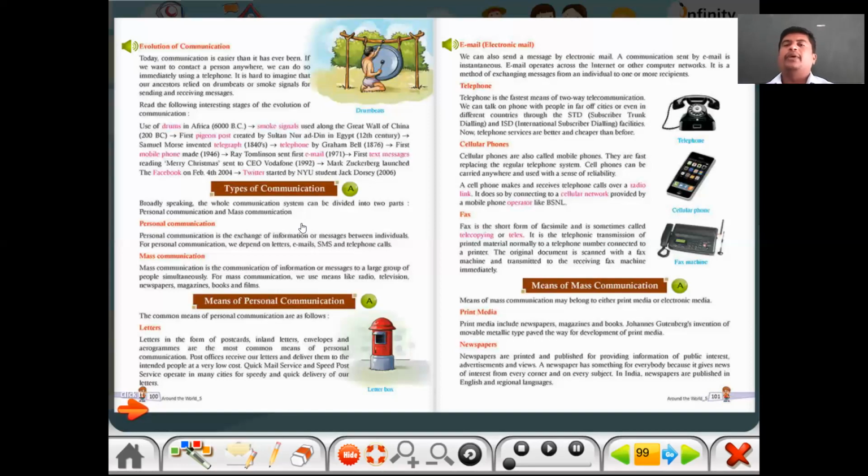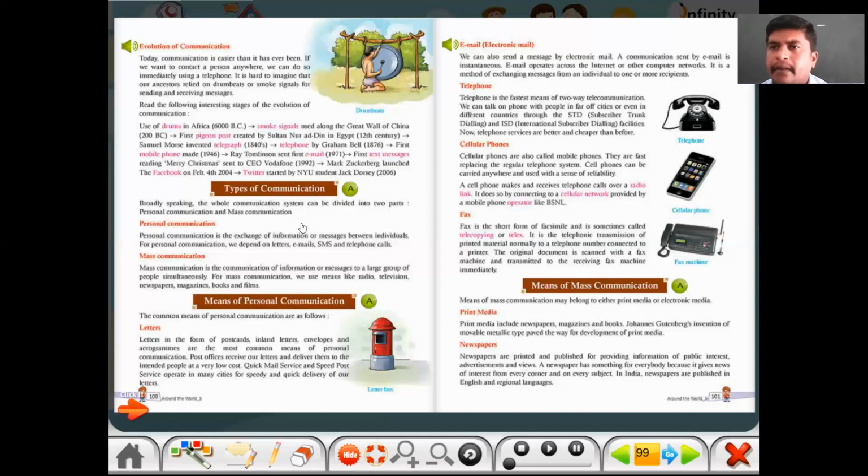Now, we shall study about emails. How emails are playing a very important role in sending the message from one place to another place. We can also send a message by electronic mail. If you have a laptop or a system, you can mail somebody. This is a new mode of communication. This is also called personal communication.